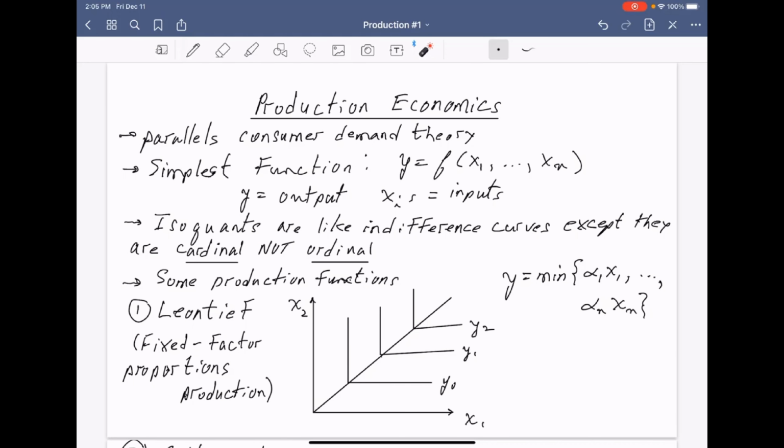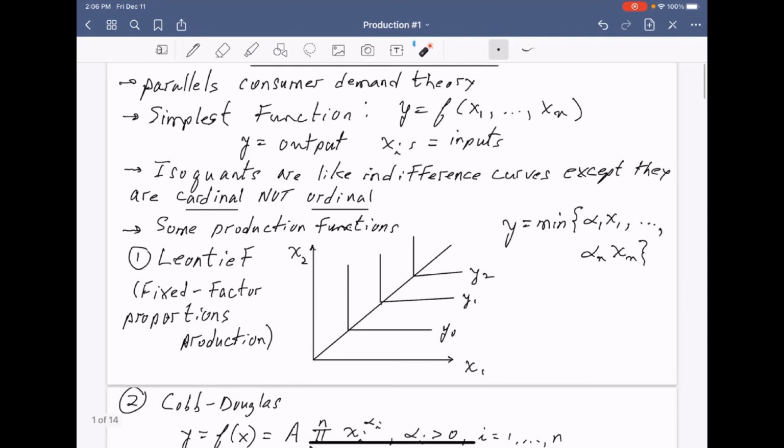In this lecture, we're going to look at production economics. It's important because it parallels consumer demand theory, and the simplest function that we're going to look at is simply this one here, where y, sometimes I'll use a q, is a function of inputs x1 through xn. So the xi's are inputs and y is our output, although at times I'll use q instead.